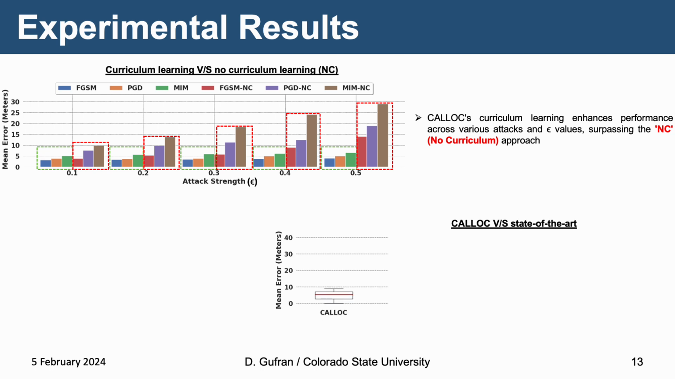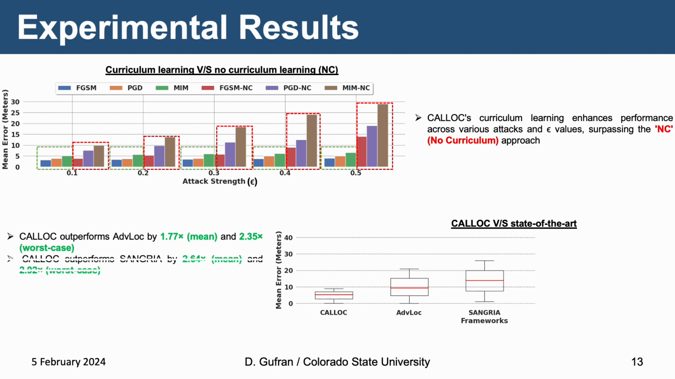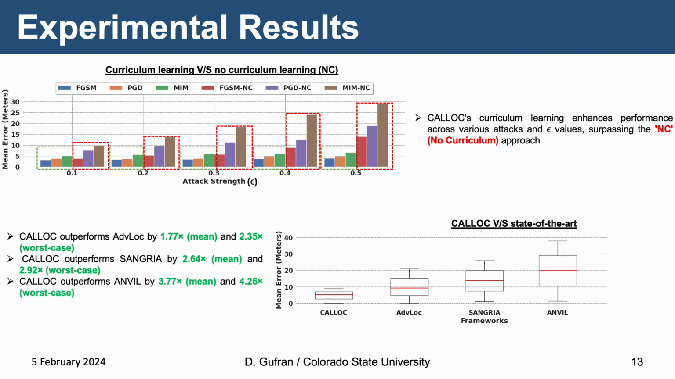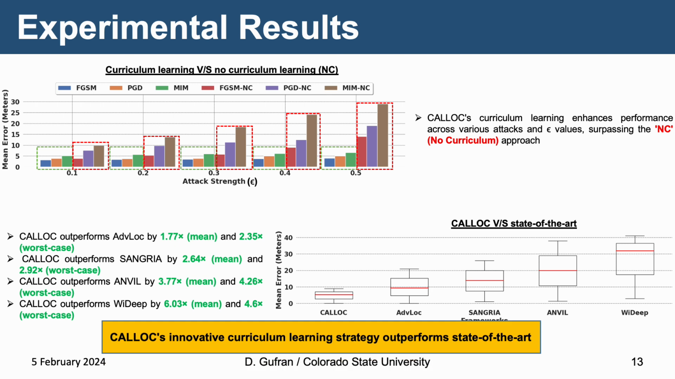Furthermore, we benchmark CALLOC against existing frameworks. CALLOC outperforms Adversarial by 1.7 times in mean and 2.3 times in worst case errors. Similarly, CALLOC surpasses Sangria by 2.6 times in mean and 2.9 times in worst case errors. CALLOC surpasses Anvil by 3.7 times in mean and 4.2 times in worst case errors, and exceeds YDeep by 6.03 times in mean and 4.6 times in worst case errors. This superior performance is attributed to CALLOC's innovative curriculum learning strategy.